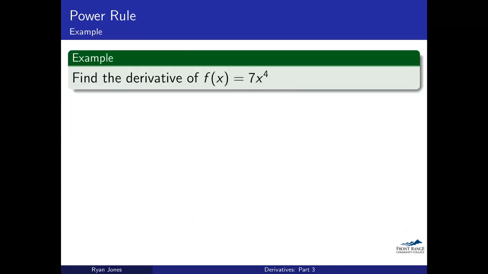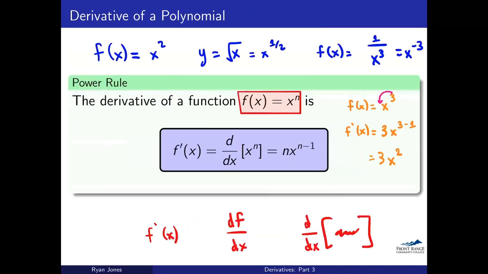I've got 7x to the 4th, and I want to take a derivative of that. So the first thing we should recognize is that I want to do the power rule, right? Because the power rule is for anything that looks like an x to the n, and I see that I have an x to the 4th, so that's going to indicate a use of the power rule. But you might say to yourself, well, Ryan, let's pop back to this slide here.